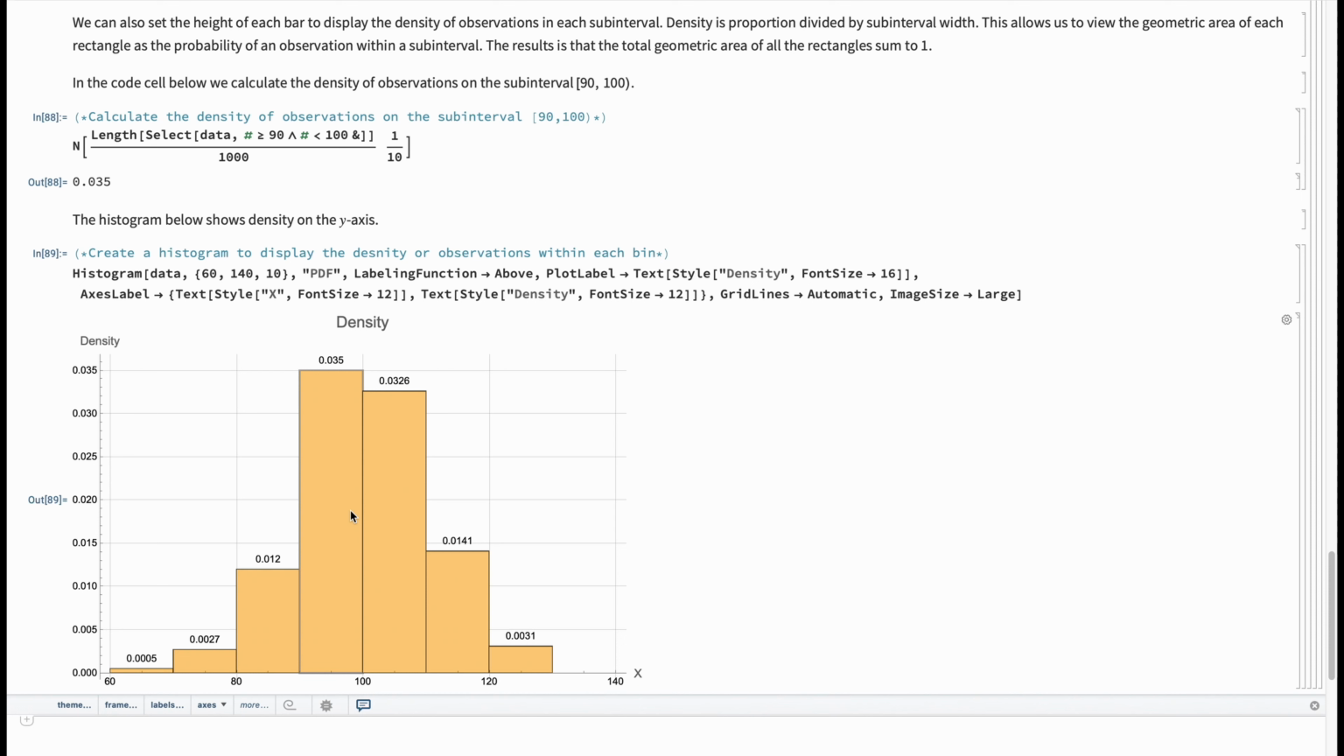So I hope this has given you some indication of what you would expect or why you would choose either frequency, probability, or density for your y-axis for your histograms.